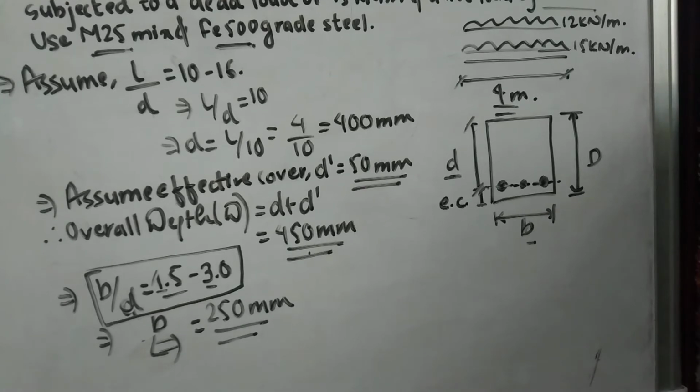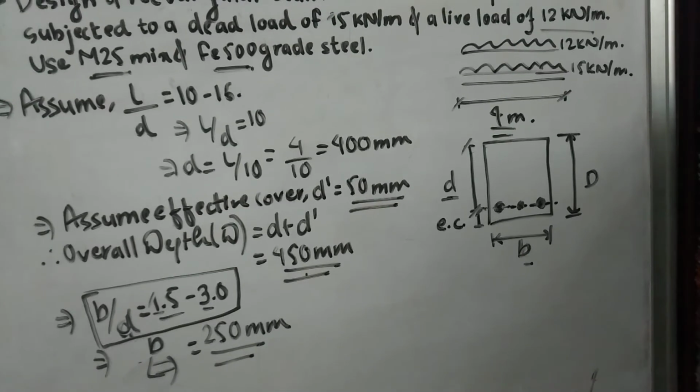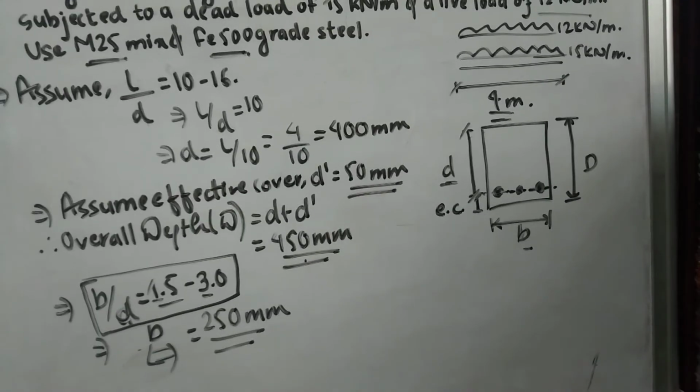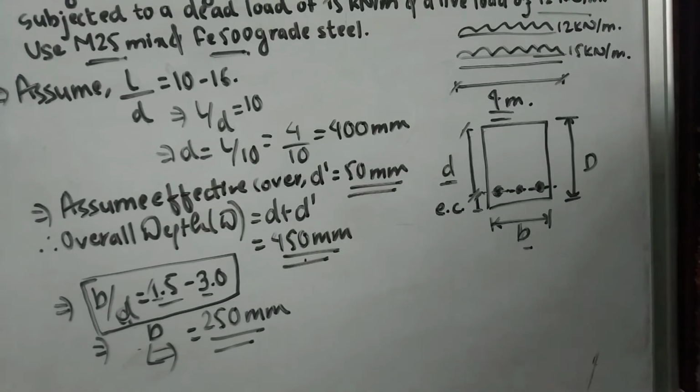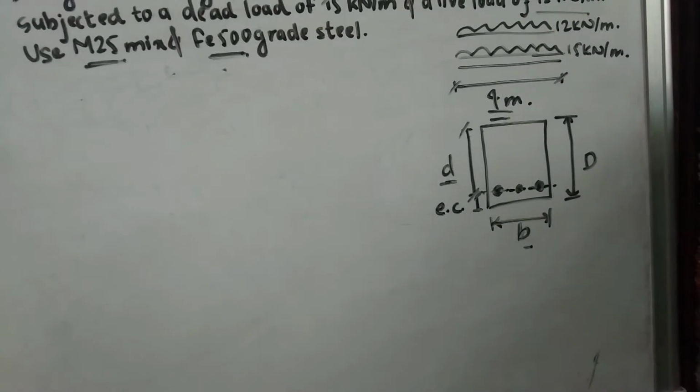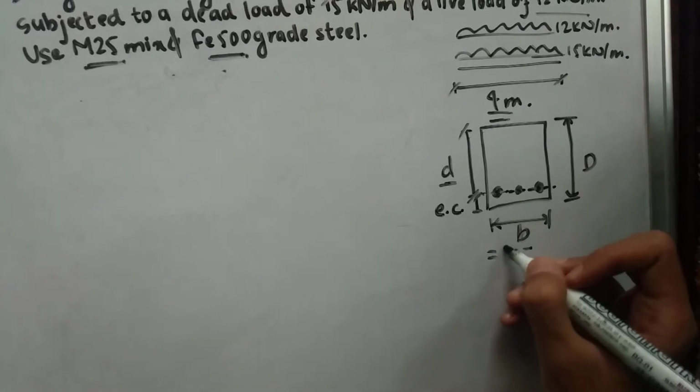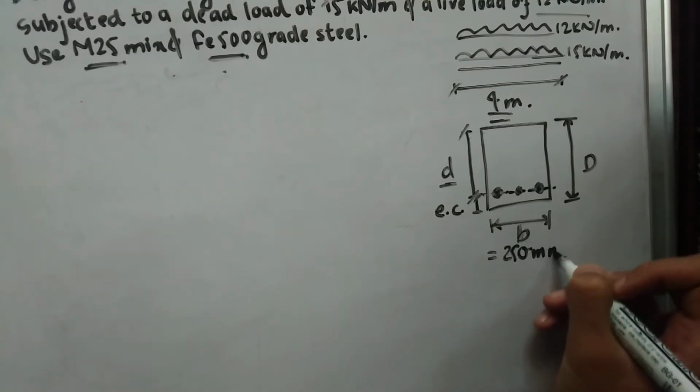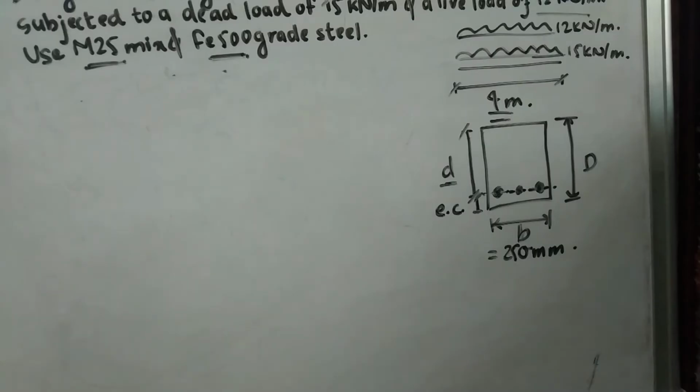So why do we need to find out the total load? In order to find the moment, we need the total load. So next, we're going to find the total load after this calculation. From our previous calculations, we found the value of D as 250 mm, while we found our effective depth D as 400 mm.